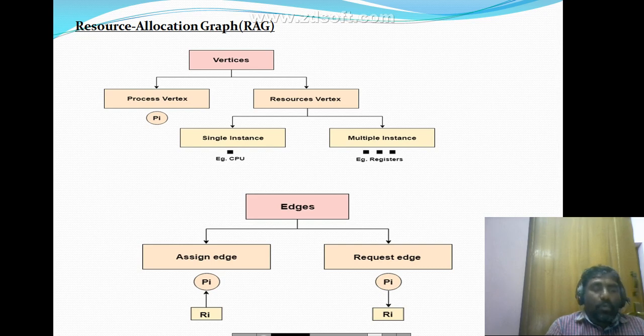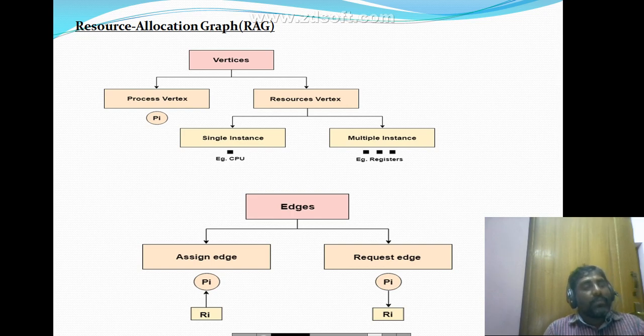Deadlock can be described more precisely in terms of a directed graph called a system resource allocation graph. In order to represent deadlock situations, we use the resource allocation graph. Whether there is a deadlock or not in our system, it is the most suitable method to represent that.